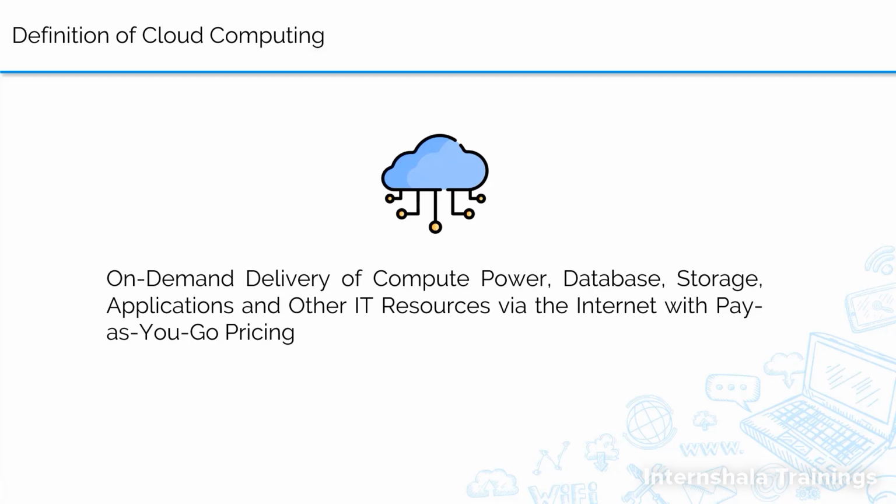What services? Compute power. That means you can run your applications on the cloud. Then you can go for popular databases on the cloud. You can have storage options like Google Drive. Then you have applications. That means you can use ready-made applications available in the cloud and a lot of other IT resources. And all of these are accessible via the internet with pay-as-you-go pricing. That means whatever you consume, you only have to pay for that. Whatever resources you consume, storage or computing power, you only pay for that. There is no upfront payment required.